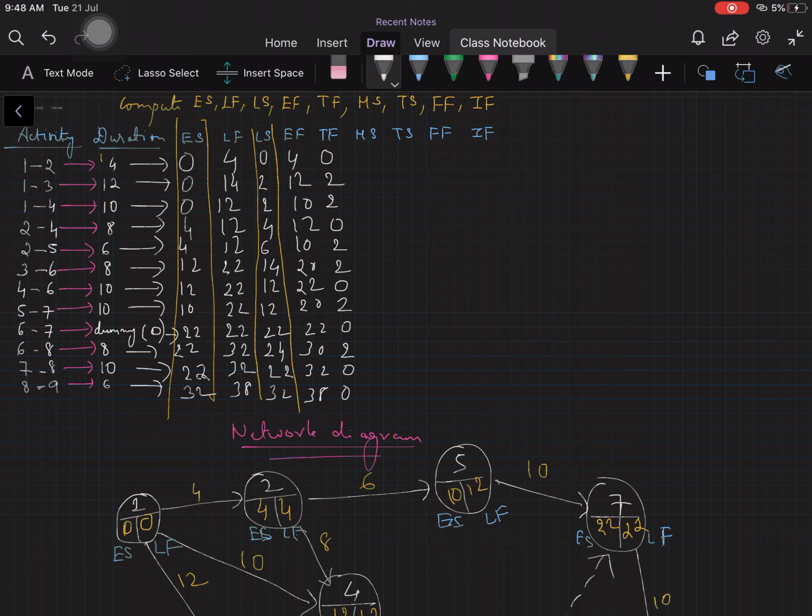Let's cross check again. So 0 minus 0, 0. 2 minus 0, 2. 2 minus 0, 2. 4 minus 4, 0. 6 minus 4, 2. 14 minus 12, 2. 12 minus 12, 0. Then 12 minus 10, 2. 22 minus 22, 0. 24 minus 22, 2. 22 minus 22, 0. 32 minus 32, 0. Perfect. So I subtracted two golden color columns, LS and ES. When you do that, you get total float. So let us erase this.